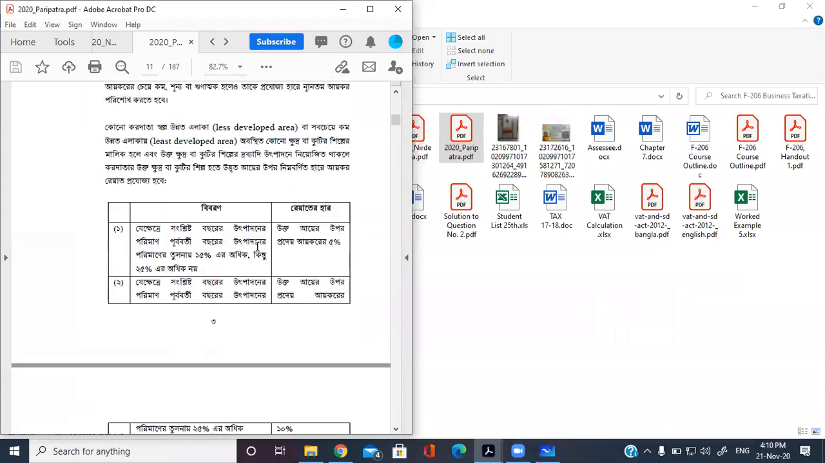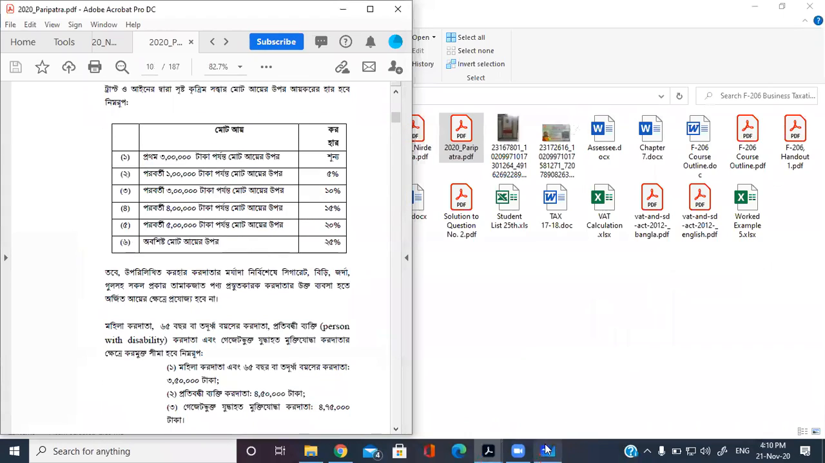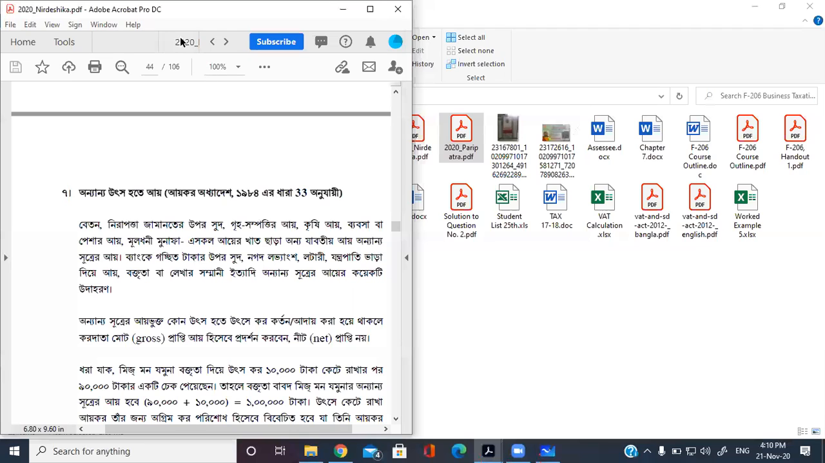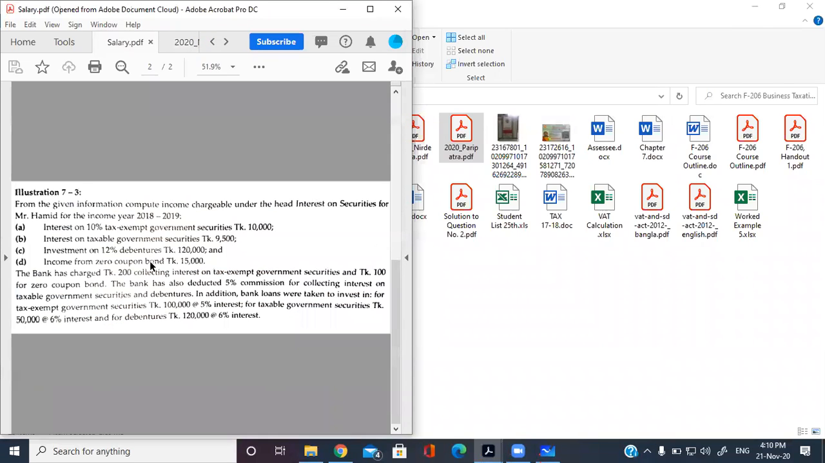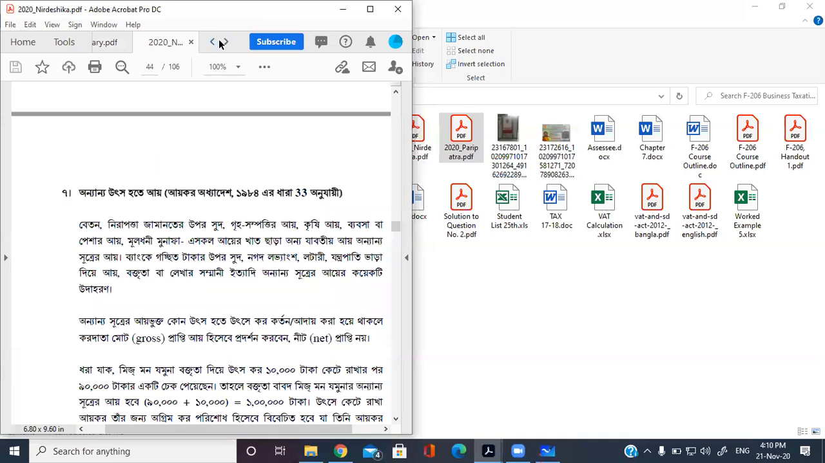5,000. So how much should Mr. Ambani pay now? Net tax liability 4,000 something or 5,000 something? 5,000, not 5,000 something. Okay. You see, in which city corporation does Mr. Ambani live? Dhaka City Corporation. Okay.